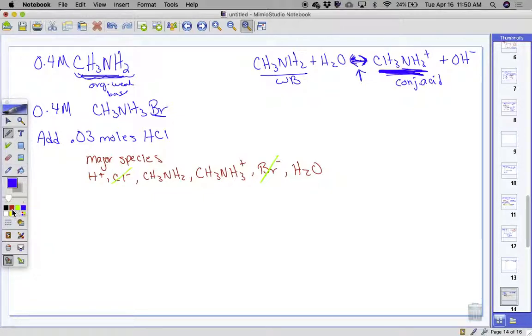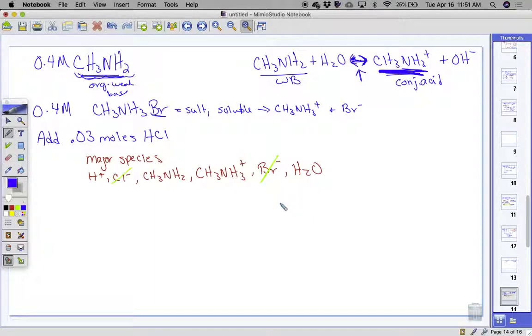If in the solution we have that concentration of CH3NH3 and Br, then why is that not one of the species in the solution? Because this is a salt, and we're going to make the assumption that it's a soluble salt. And so if it is a soluble salt, then it exists in solution because it dissociates 100% into that.